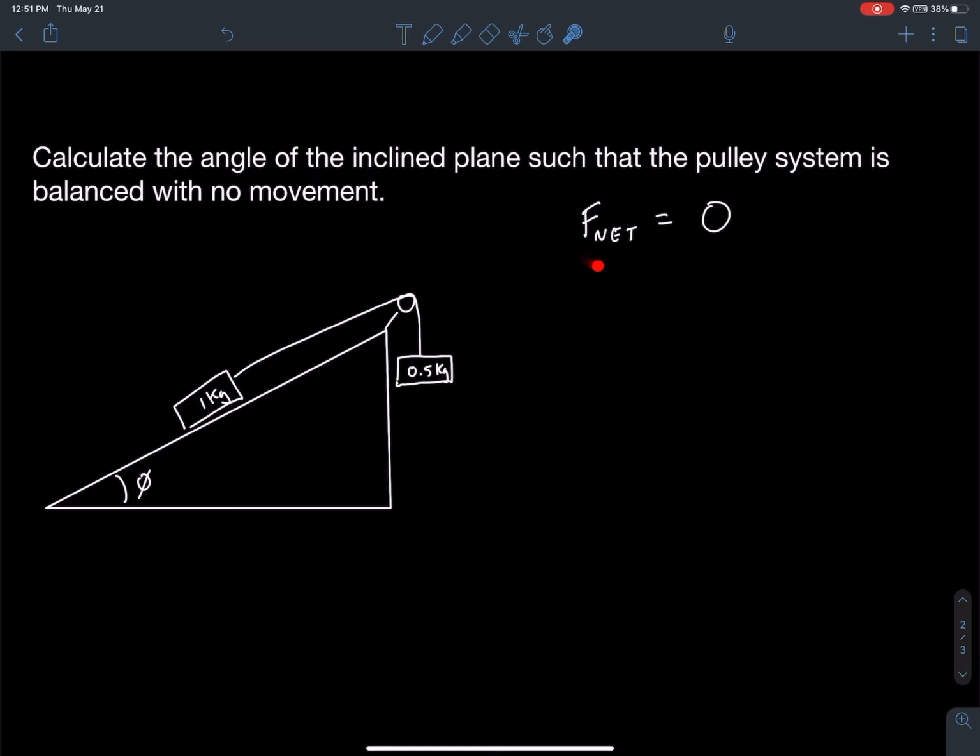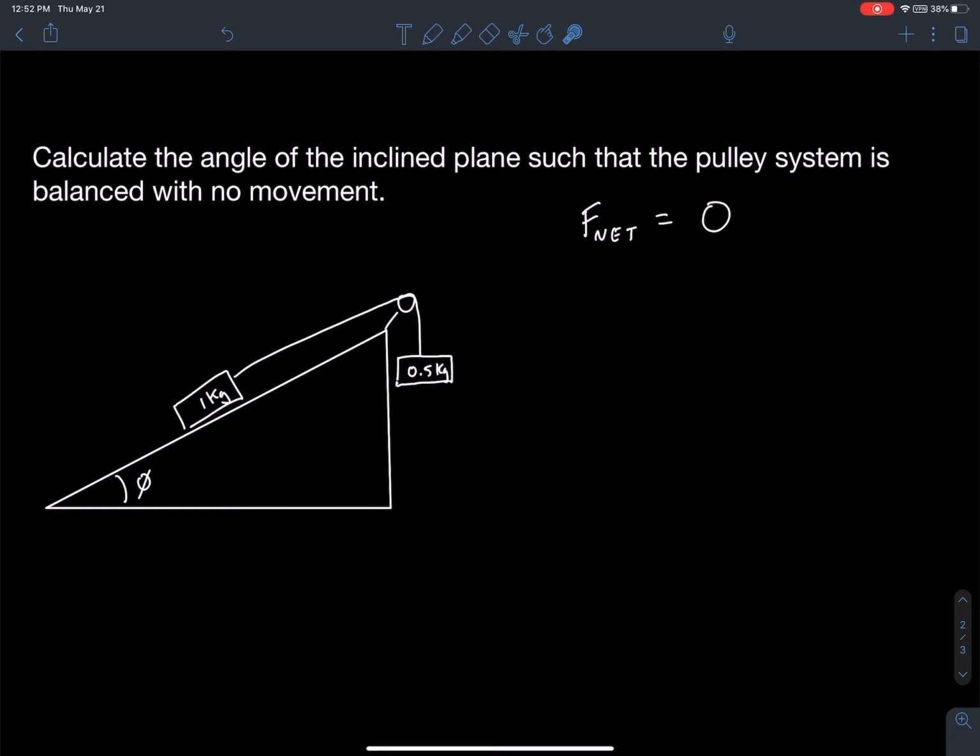When's a situation where the net force acting on an object is equal to zero? That's an equilibrium situation. And that would occur when there's no movement, when my velocity is zero, or if I'm traveling at a constant velocity. So this is a really, really important relationship to know.